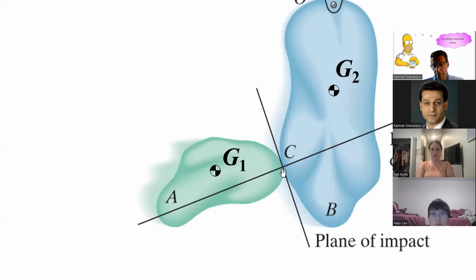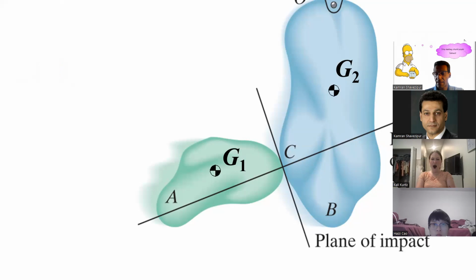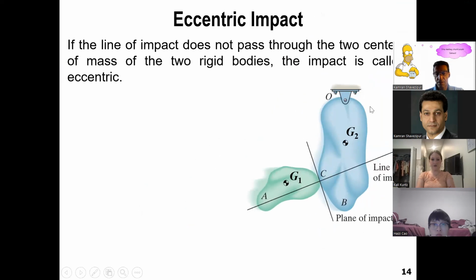The plane of impact is tangent to two curves, and the line of impact goes perpendicular to this, through the contact point, right? We had the same thing for particles. So this part doesn't make a big difference. Overall geometry is the same. For the rigid body, we're dealing with center of mass again.